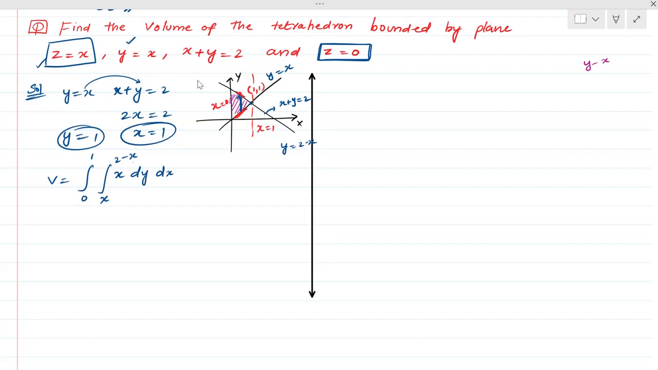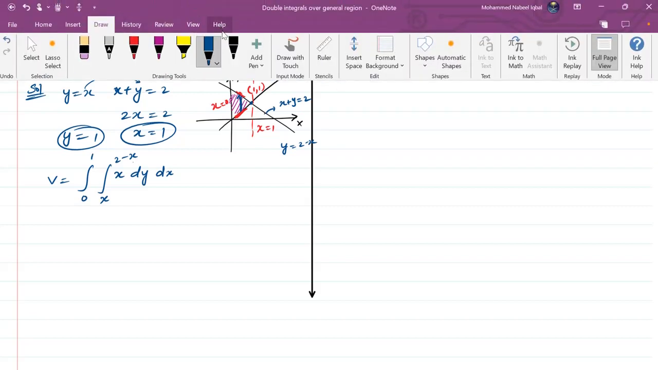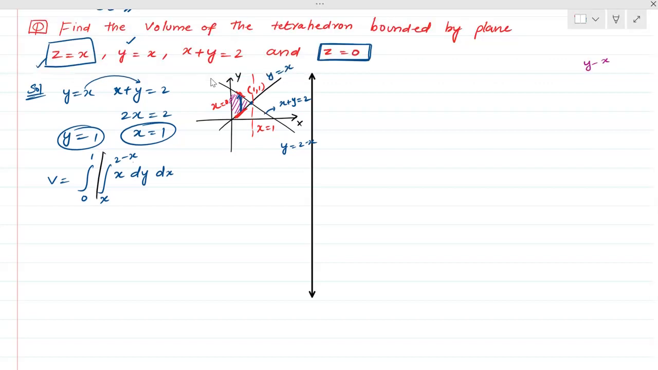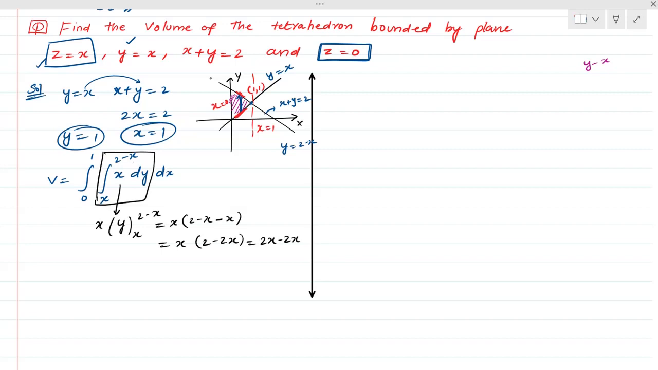After that we have to integrate. What is the integration? It's the same thing. I have to go with the innermost integral first. This is y, so we have to integrate with respect to y. x is a constant, so we get x times (2 minus x). Now apply the limit: 2 minus x minus x gives 2 minus 2x. When you multiply this by x, you get 2x minus 2x squared.